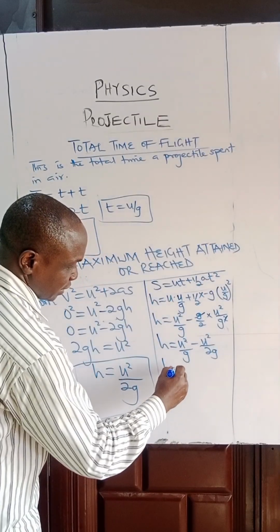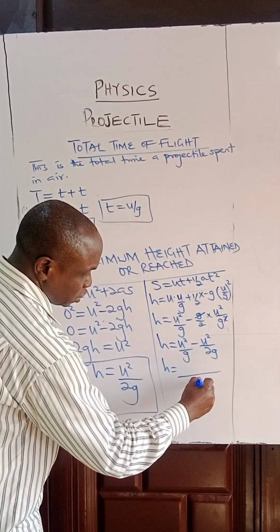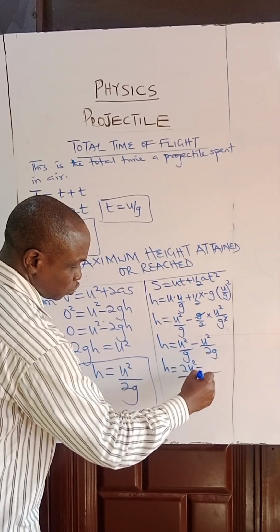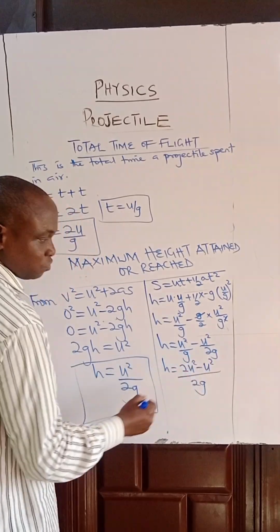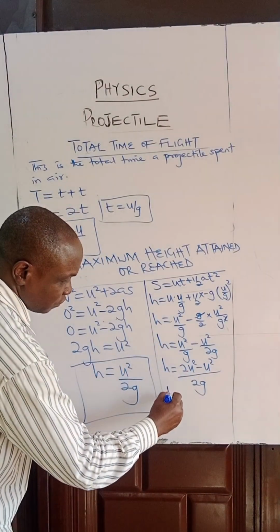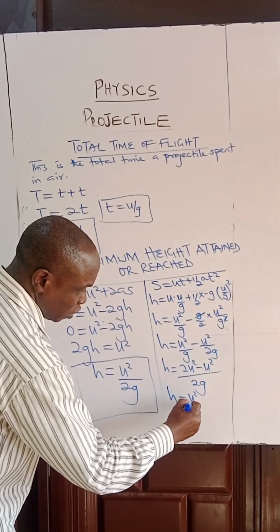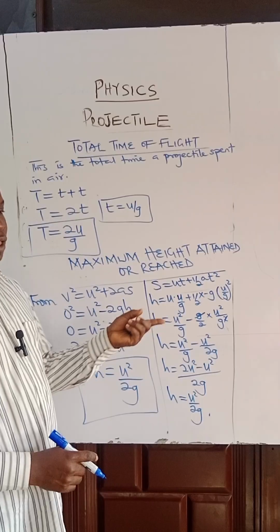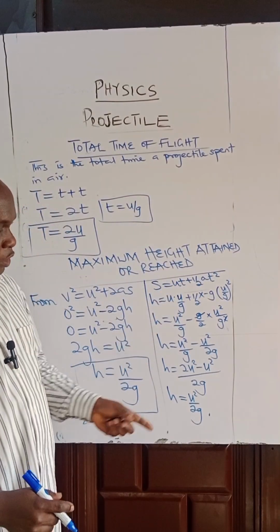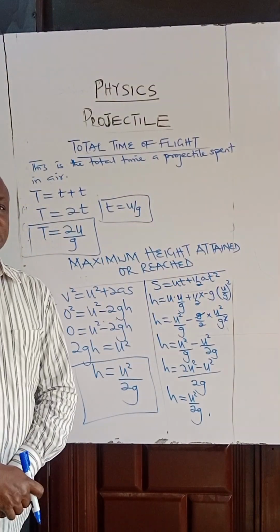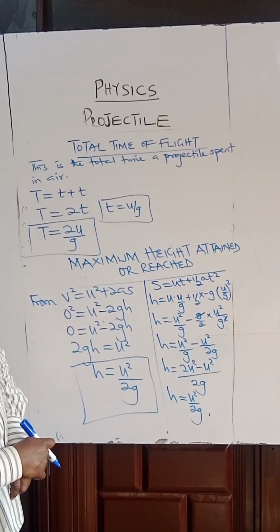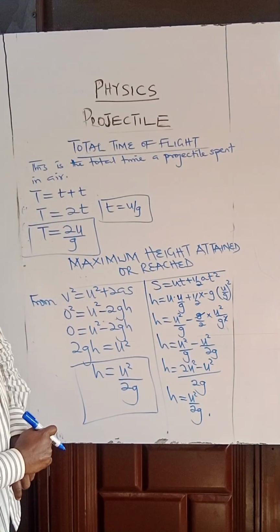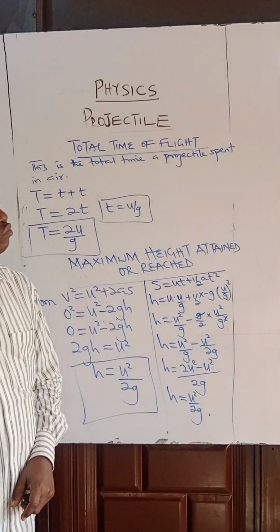You find the LCM, which is 2g. Dividing by g gives 2 times u squared, minus u squared. When you subtract, you have h equals u squared over 2g. You are going to get the same thing. Whether you use this formula or this equation of motion, you get the same formula. So this is the formula to calculate the maximum height attained.